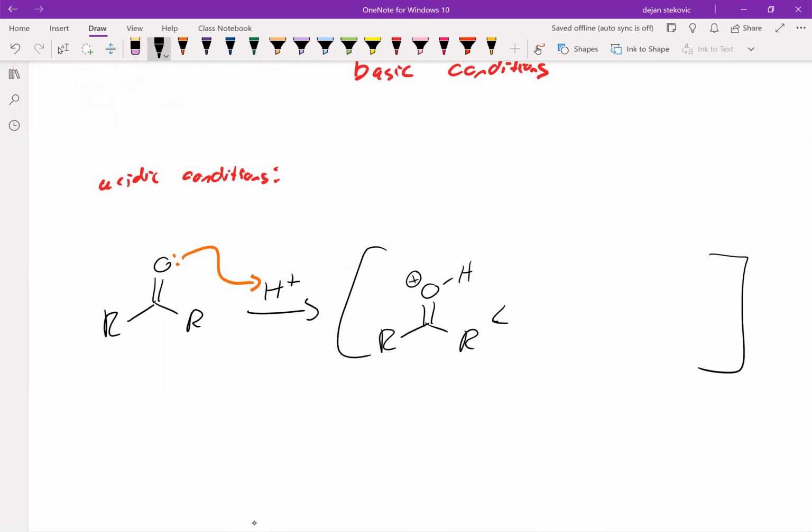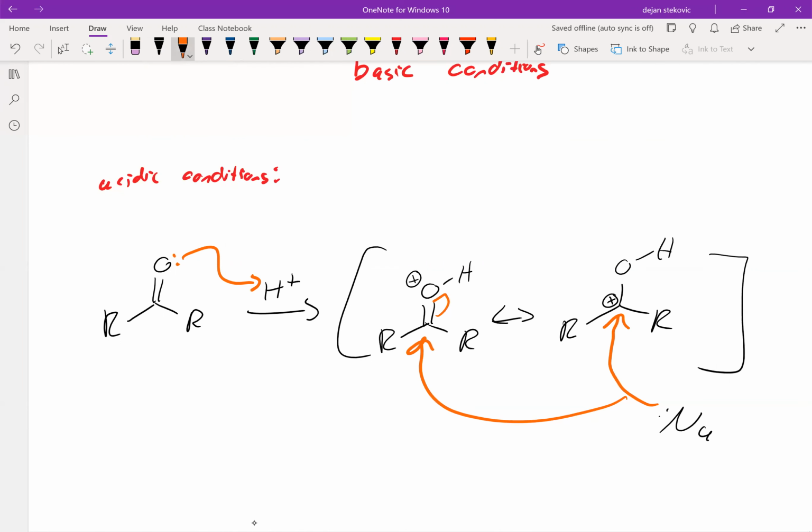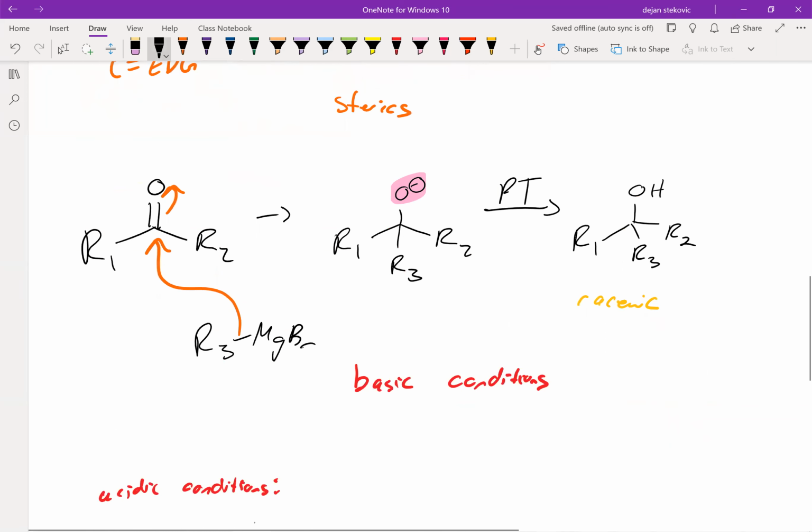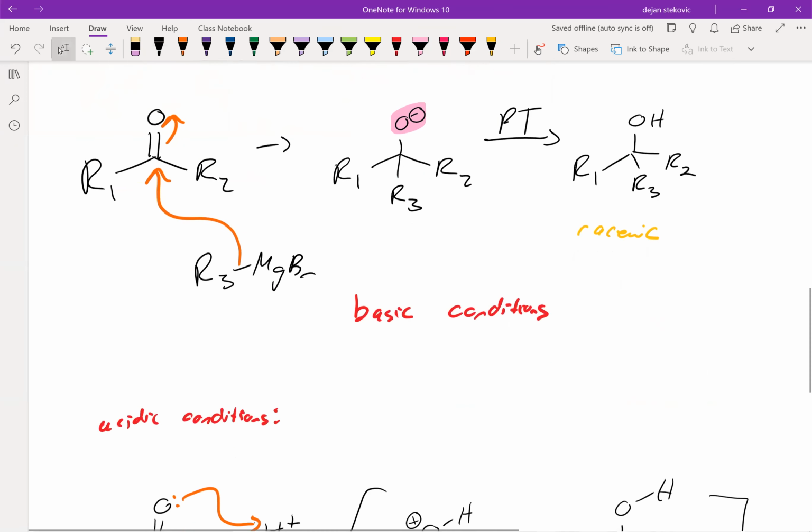And then, of course, you can draw 2 resonance structures for this one. The one on the right shows that the carbon is really what's positive. And then, of course, we can have a nucleophile come in and then simply attack. Or if you have it going to the one on the left, attack and then kick up. But you see under acidic conditions, the protonation happens first, whereas under basic conditions, the protonation happens later.